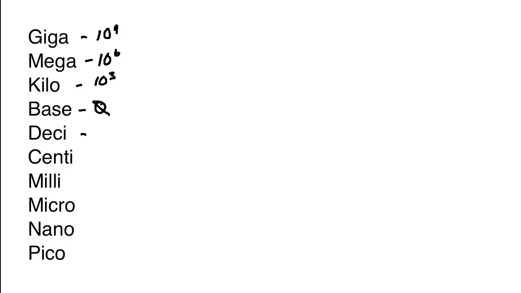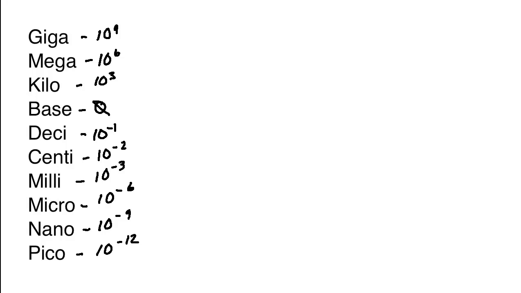So deci would be 10 to the minus 1. Centi, most people know centimeter, to the minus 2. Milli to the minus 3. Milli is probably the most common one out of the bunch down here. Micro would be 10 to the minus 6. Nano would be 10 to the minus 9. And the pico would be 10 to the minus 12th.